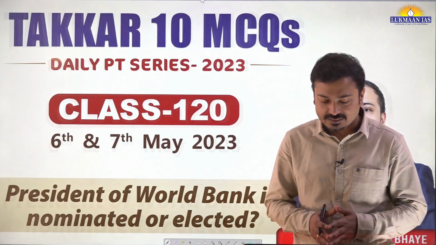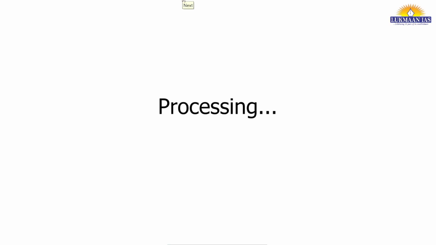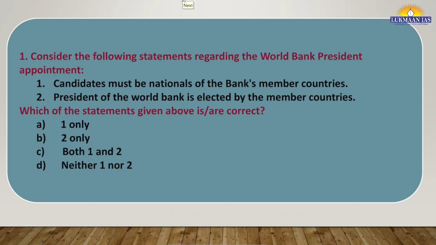The lead article is: President of World Bank is nominated or elected? So simply you should know that an Indian origin person was recently appointed as the World Bank president. That's why it is in news. And how is the president of World Bank chosen, elected or nominated? Let's try to understand. On the basis of this we have framed the first MCQ here. What should be the answer? For World Bank president appointment, we have to understand these two statements and identify the correct statement among them.